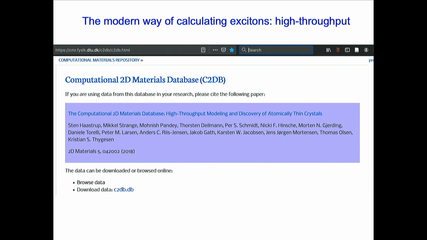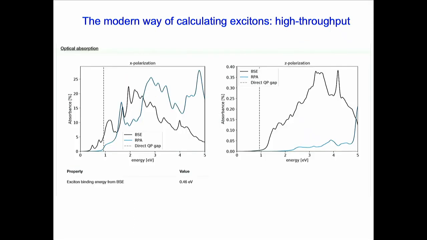Okay, in the last 5 minutes or so, I will take it easy and give you just some ideas where calculating excitons in the 2D world is going. So the modern way is to do high throughput, and that's what Christian Thyssen did in his group. They came out with this paper and a computational 2D materials database, which I think has something like 500 different materials with fully, or hopefully fully, converged GW band gaps, Bethe-Salpeter calculations, and so on.